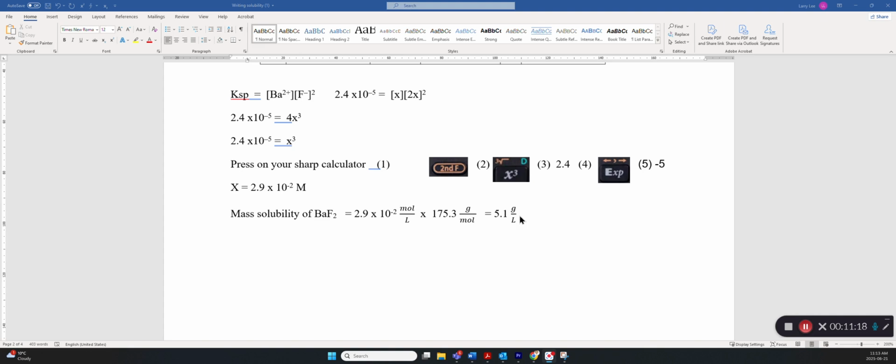We want to convert this into milligrams per liter, or ppm. Then what we do is multiply by 1,000 milligrams per gram. This will be 5,100 milligrams per liter, or 5,100 ppm.